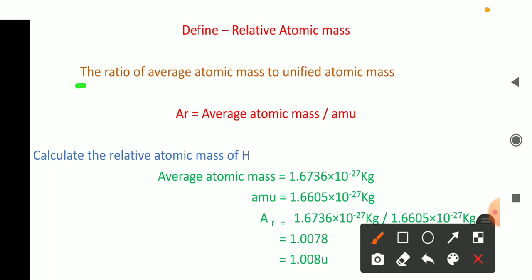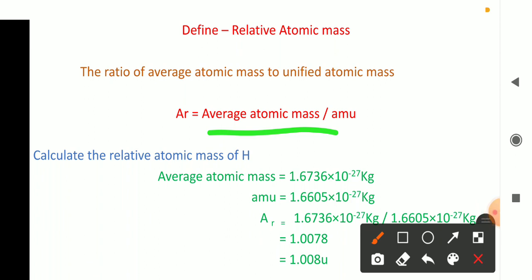Okay, so what is relative atomic mass? It is defined as the ratio of average atomic mass of an atom to the unified atomic mass or atomic mass unit. This is the definition of relative atomic mass. This relative atomic mass can be represented by the symbol A_R, where R is a subscript. The relative atomic mass has the denotation A_R, which is equal to average atomic mass divided by AMU. The definition is given in the form of an equation.